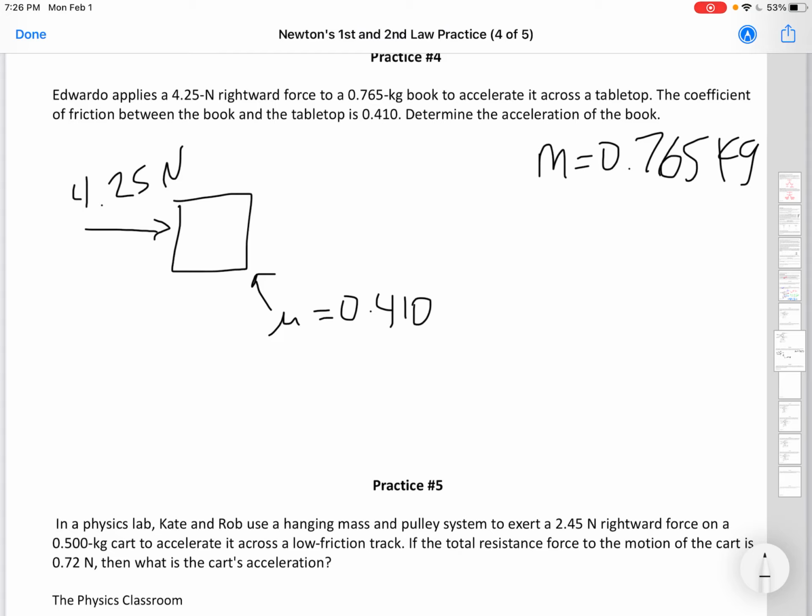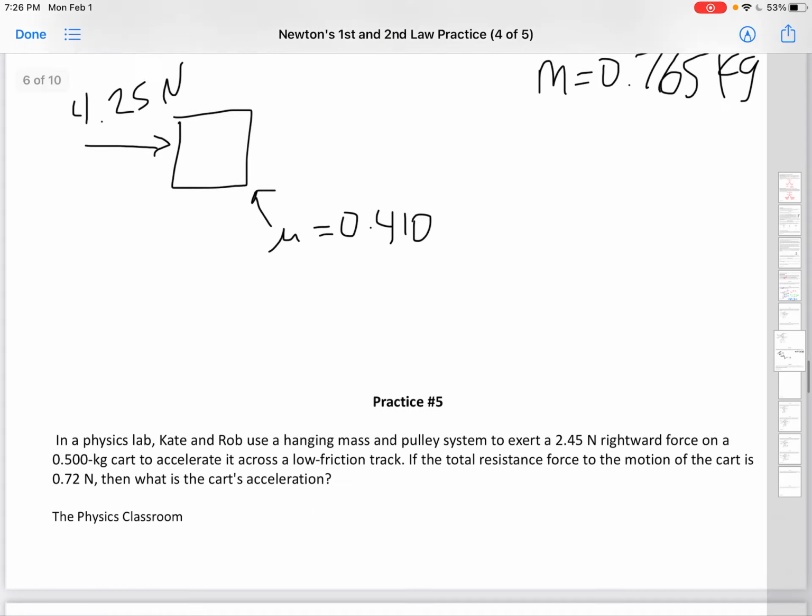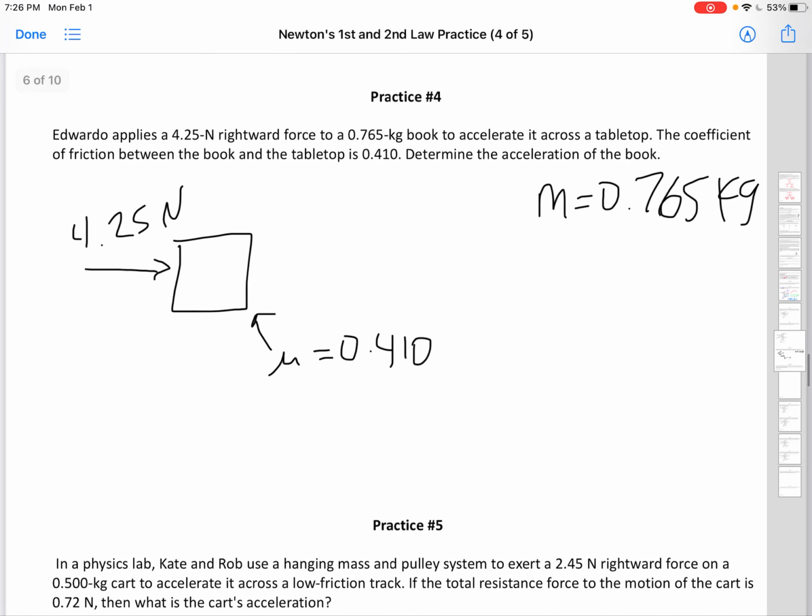Okay, so let me point you up here real quick. Coefficient of friction means we are going to be looking for the frictional force that is applying this way. So we have to find the frictional force before we can have our net force.